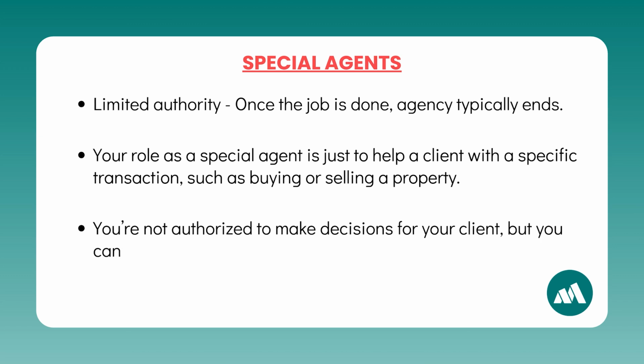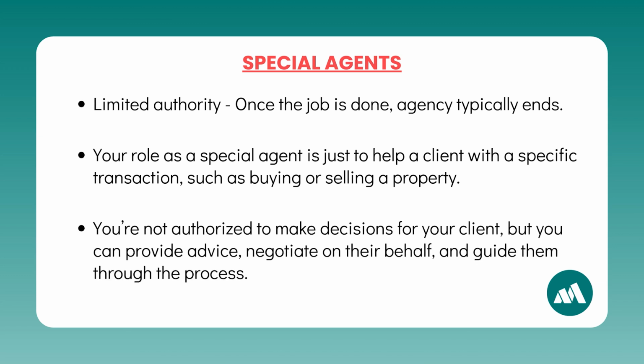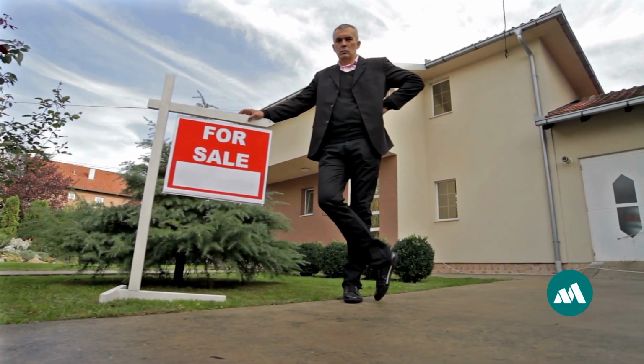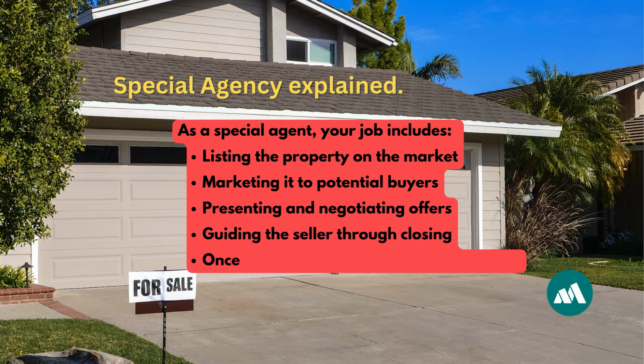You're not authorized to make decisions for your client, but you can provide advice, negotiate on their behalf, and guide them through the process. Essentially, you're their expert consultant for that one deal. Let's say you're representing a homeowner who wants to sell their house. As a special agent, your job includes listing the property on the market, marketing it to potential buyers, presenting and negotiating offers, guiding the seller through closing, and once the sale is complete, your job is done. You're not managing their finances or other properties or ongoing concerns. You're focused solely on selling this home.